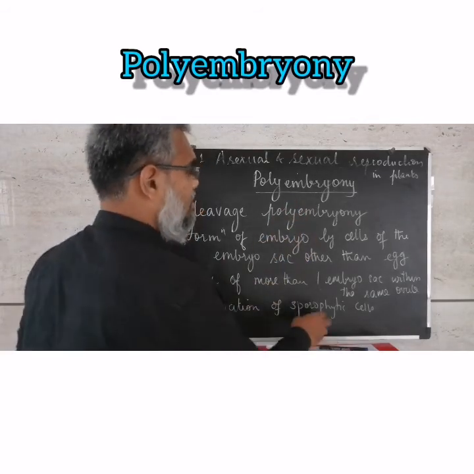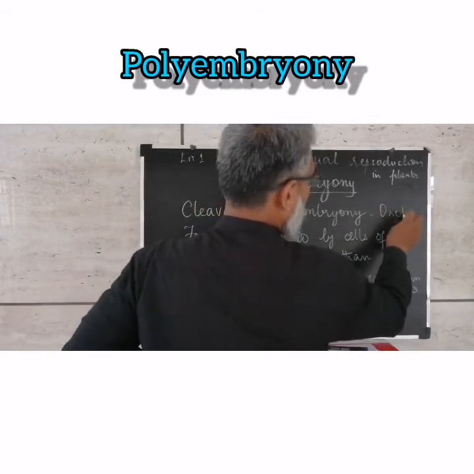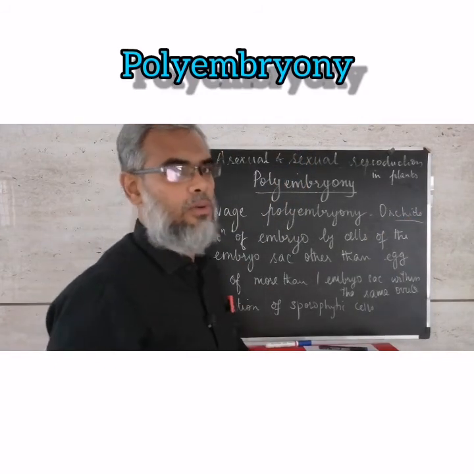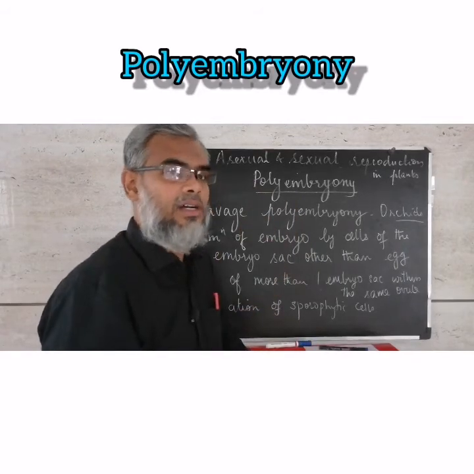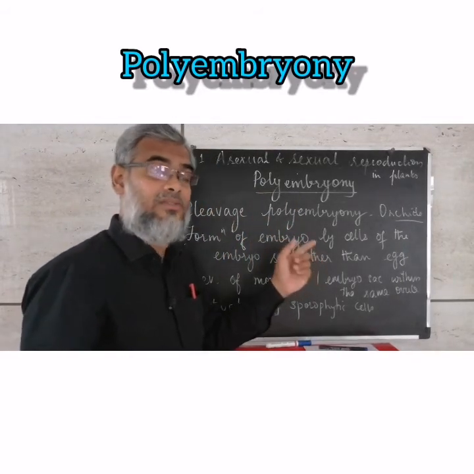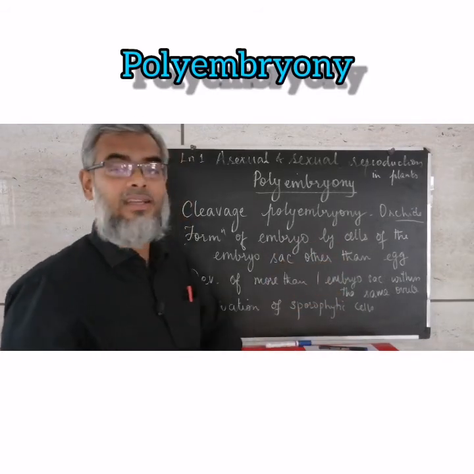Orchids are the best example for cleavage polyembryony. So the embryo cleaves. The second one is formation of embryo by cells of the embryo sac other than egg.